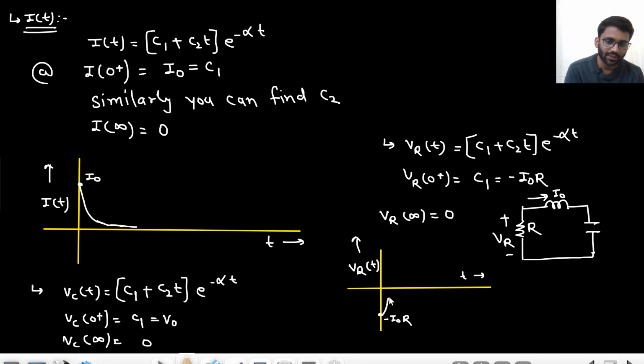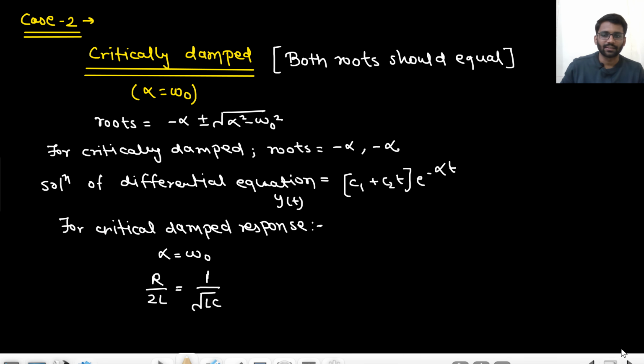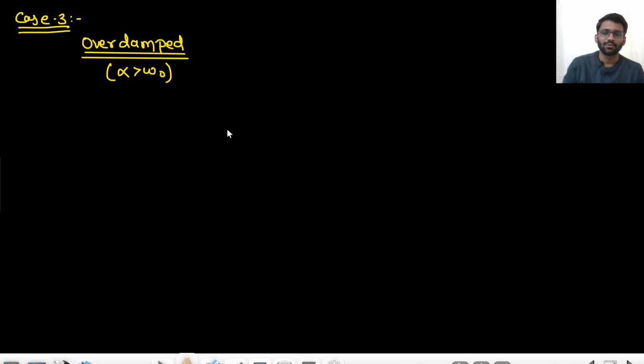Whether the response will be exponential or something different depends on the value of C2. How we will find the value of these things, that we will see. Okay, let's move on to the next problem. Here, not the next problem, this is the next condition. Here it is overdamped. So in overdamped, both roots will be different.